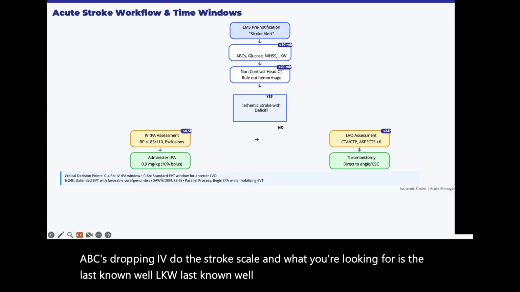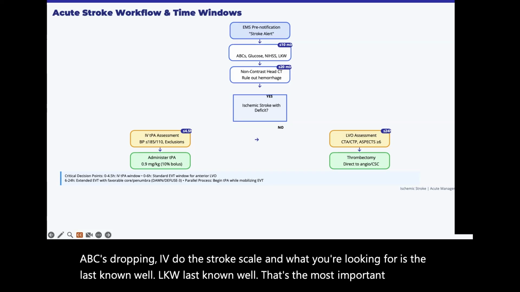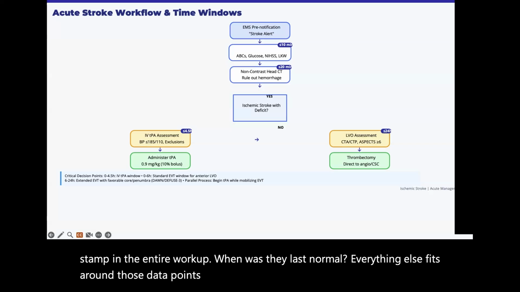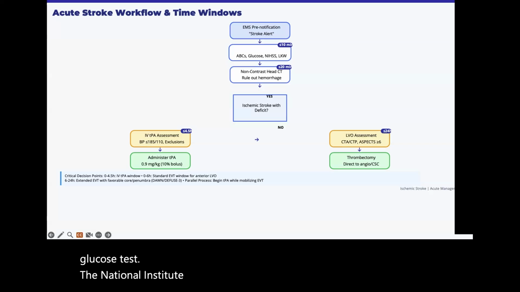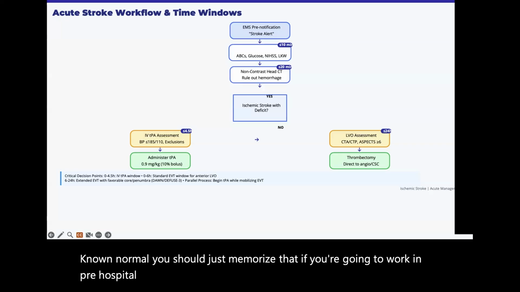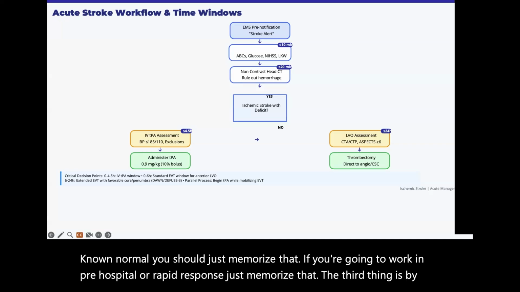That's the most important timestamp in the entire workup. When were they last normal? Everything else fits around those data points. Airway, breathing, circulation, point of care glucose test, the National Institutes of Health Stroke Scale, and the last known normal. You should just memorize that if you're going to work in pre-hospital or rapid response. Just memorize that. The third thing is by 20 minutes, they need to have had a non-contrast head CT.